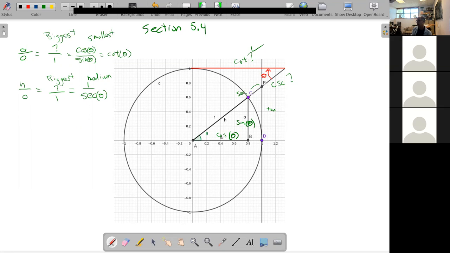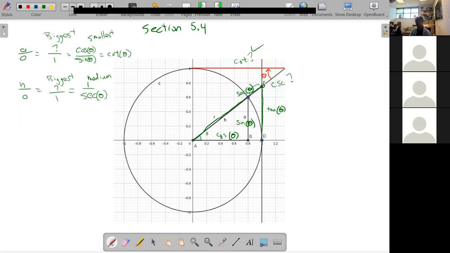If we extend the radius out a bit and see where it meets the perpendicular from the point 1, 0, we find that this vertical length here is the tangent of theta. So that's this green length, and tangent is useless without an angle. And then extending that radius up to the point E gives me the secant of theta. And we just looked at that previously.